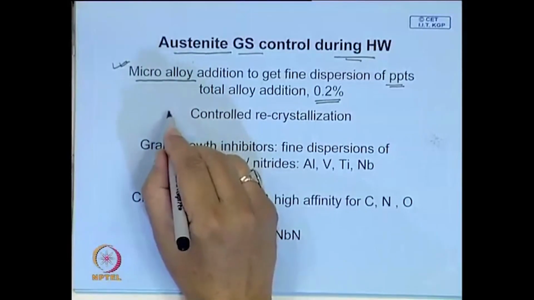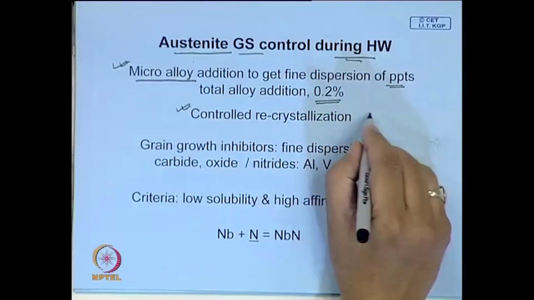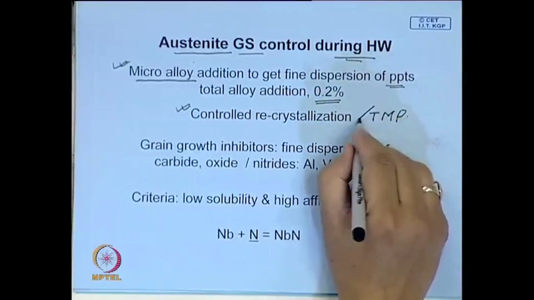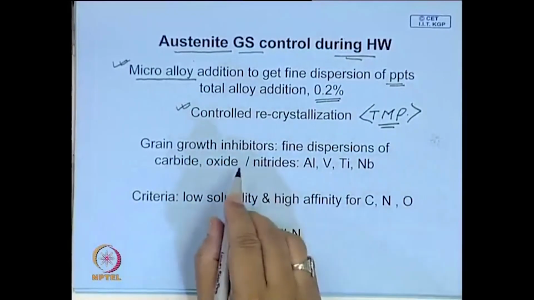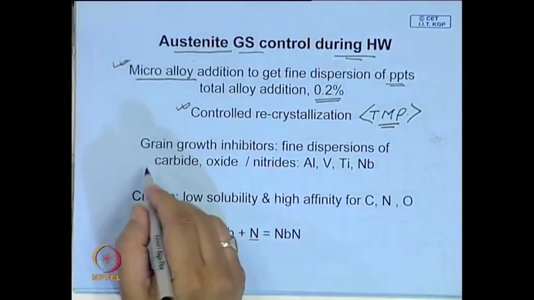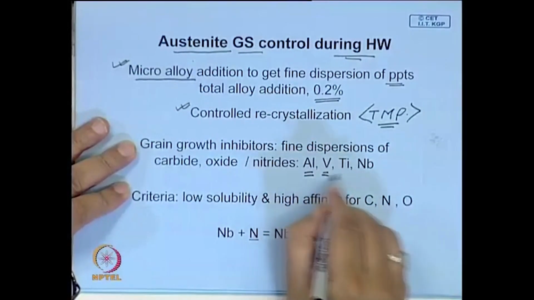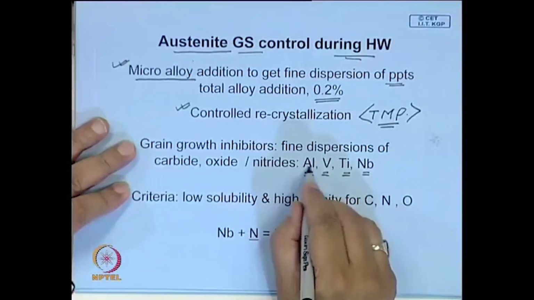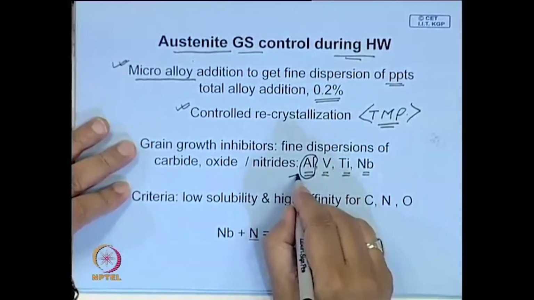Second, you control the recrystallization, that means thermomechanical processing, you control in such a manner that you are able to control the recrystallization of austenite during hot working. Now, these microalloy additions we talked about, these are the common additions. We did mention that when you add aluminum in aluminum killed steels, you are likely to have fine alumina, and usually aluminum killed steels are inherently fine grain structure.